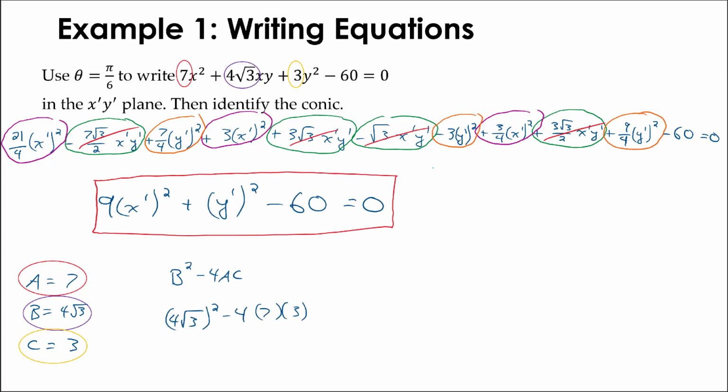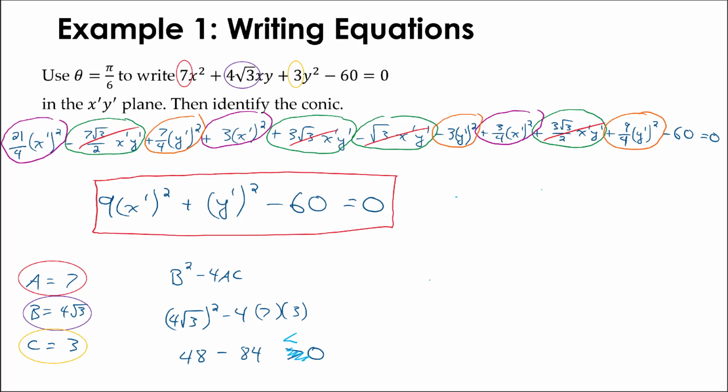Okay, so I go ahead and plug in my A, B, and C, and I get 48 minus 84. This should actually be a less than sign, so it's going to be less than 0, and that tells us that it is either going to be a circle or an ellipse. We went over that with our hyperbolas video. When our discriminant, sorry, I think I said determinant earlier, it's our discriminant, is below 0, we either have a circle or an ellipse when we're working with our general form equations here.